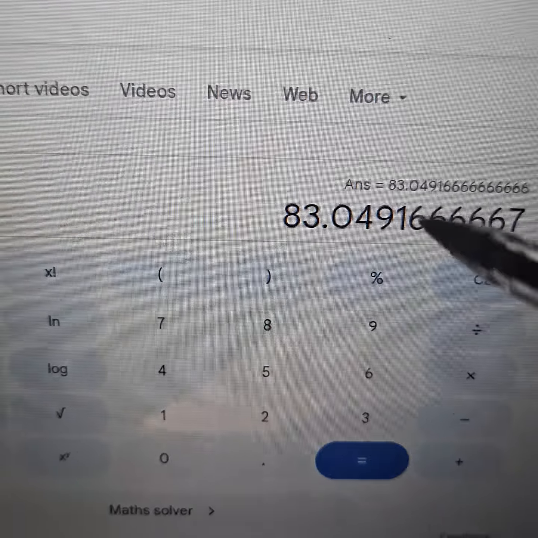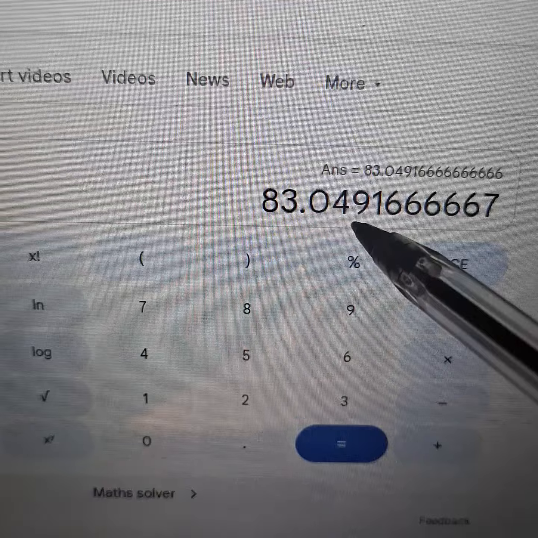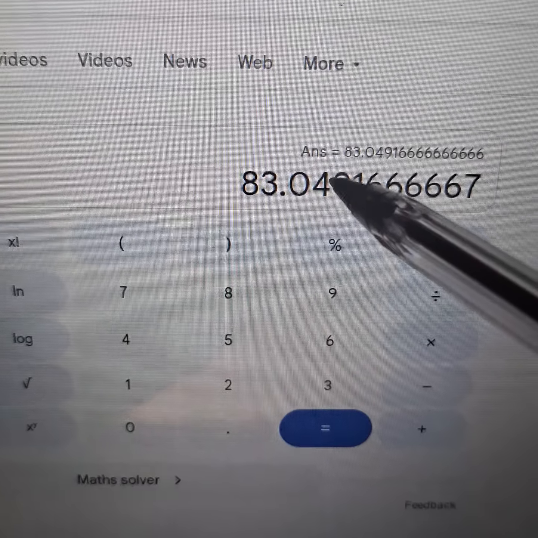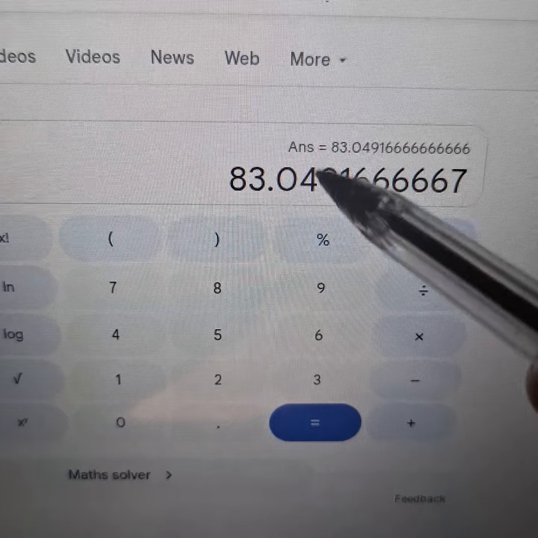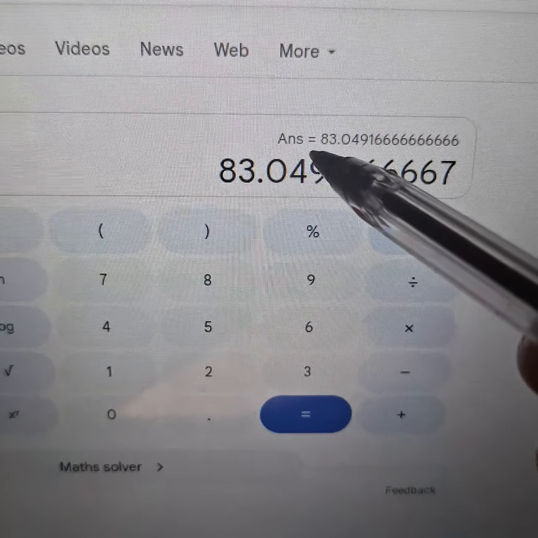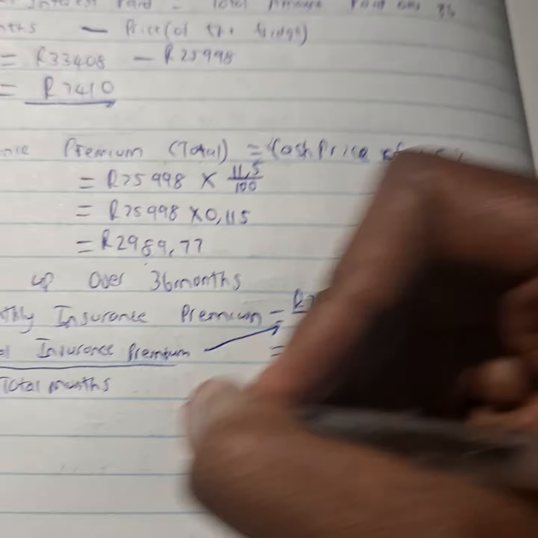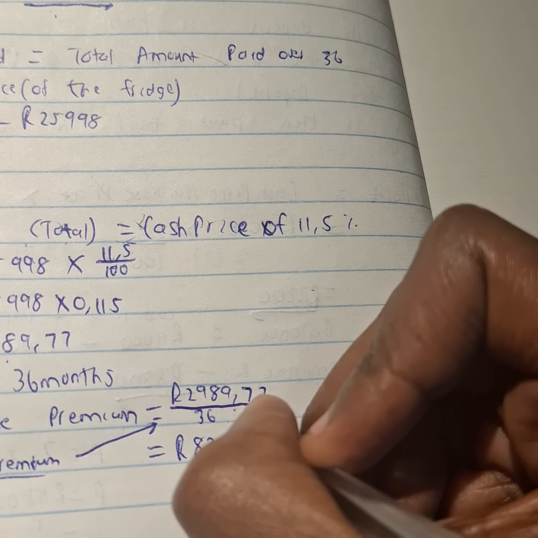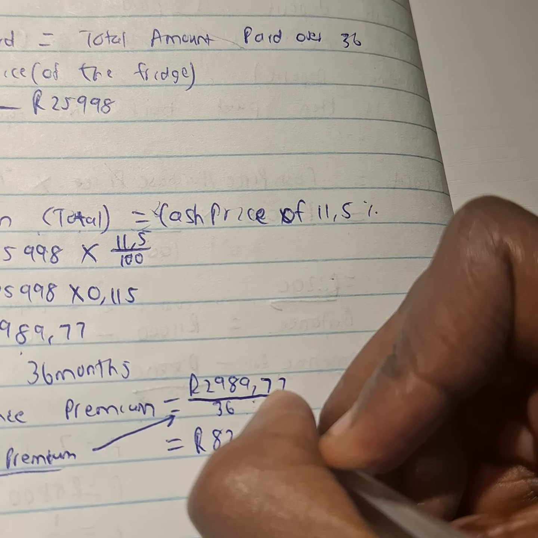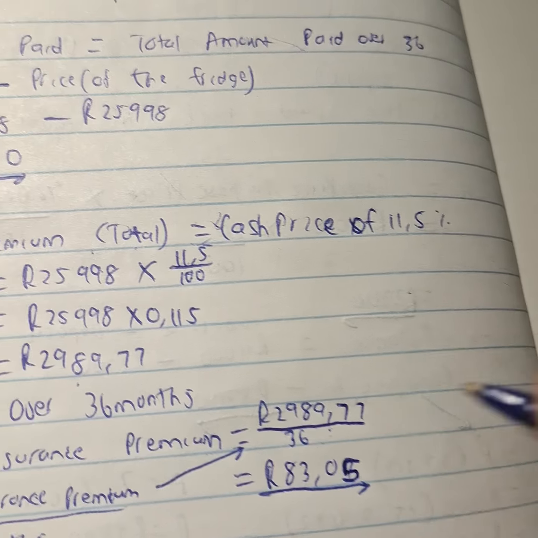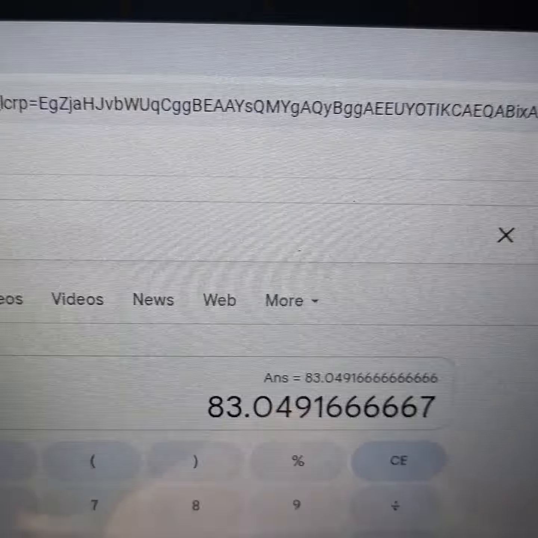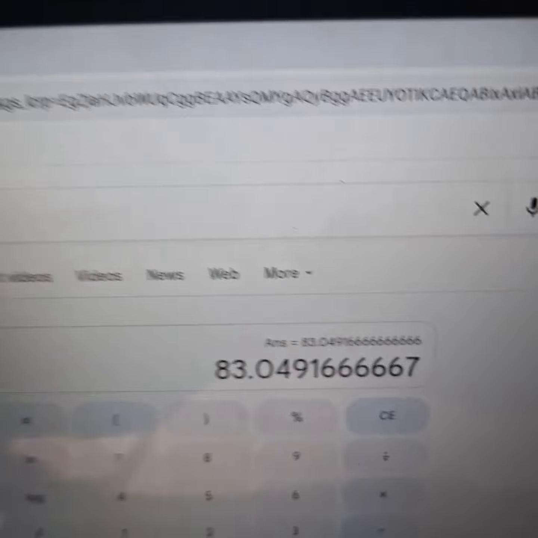83 rand and 5 cents. Remember, two decimal places means we cut here. The 4 goes up by 1. Remember, usually we round off to two decimal places. There's no other instruction, so it's 83 rand and 5 cents. It's very important that we round off to two decimal places if there's no indication of how we should round off.